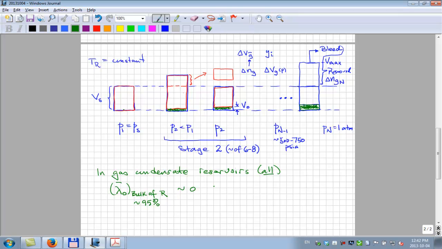And even if it's not zero, it's much less than the gas mobility in the reservoir. Okay? So for the gas, its viscosity is lower, its permeability is higher, so that effectively in a gas condensate reservoir, the only thing flowing into the well bore is a gas phase.